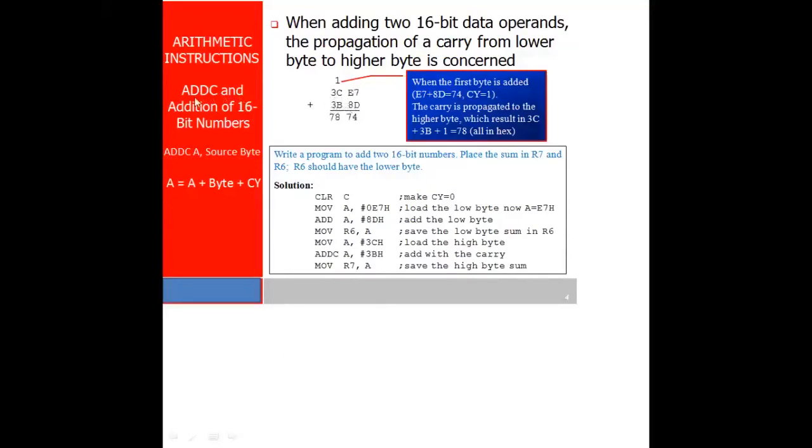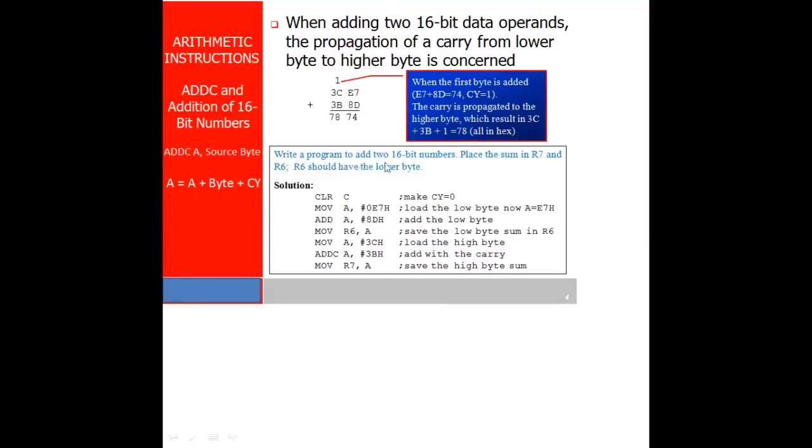The syntax of the instruction is ADDC A, source byte. So what is the meaning of that instruction? The accumulator will be added with the byte which is provided with the instruction, and it will also be added with the carry. I have to check the instruction with a suitable example.